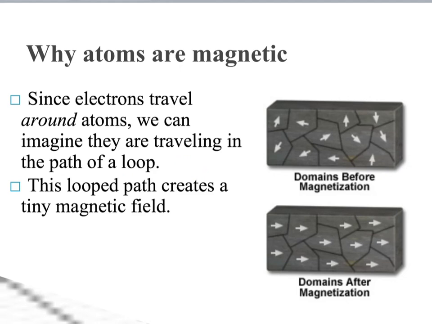Since electrons essentially travel around atoms, we can imagine they are traveling in the path of a loop. We don't always know that, which is why we're imagining this. But what that looped path does is create a teeny tiny magnetic field. So you get effects like what we talked about before, with iron, nickel, and cobalt. All the atoms create tiny magnetic fields, but only in these ones can they line up clearly. So that answers how we had those little tiny domains of magnetization.